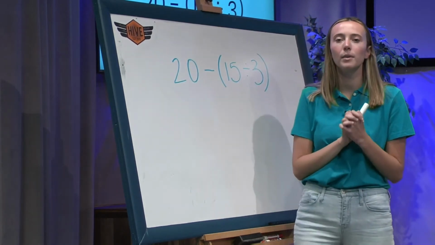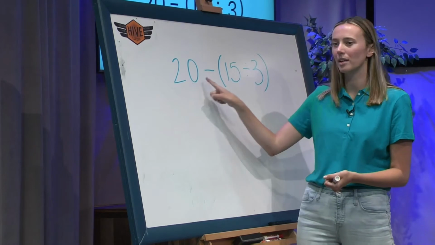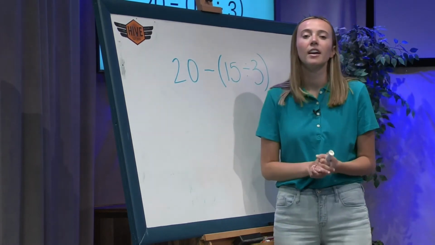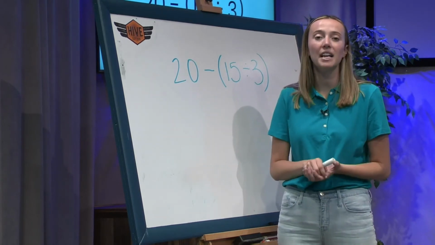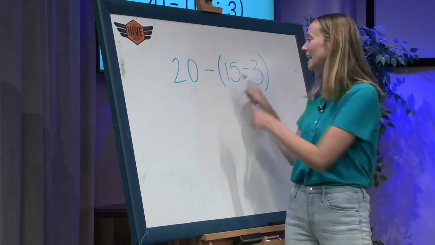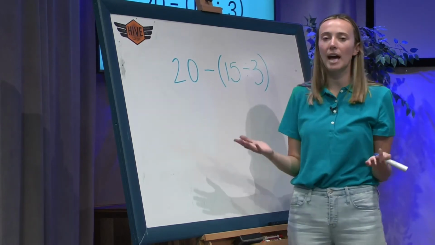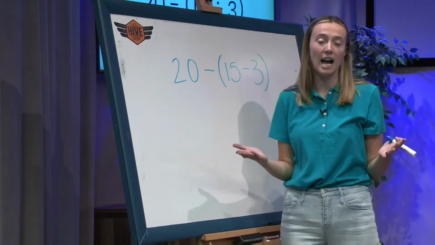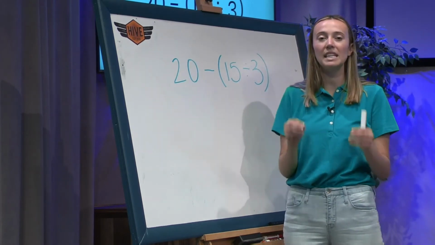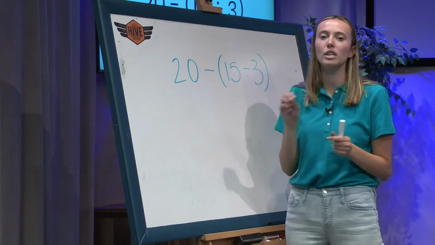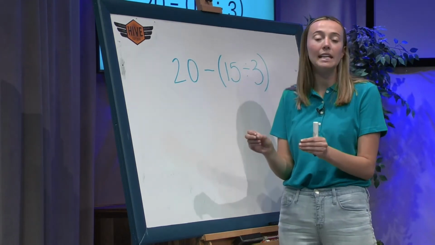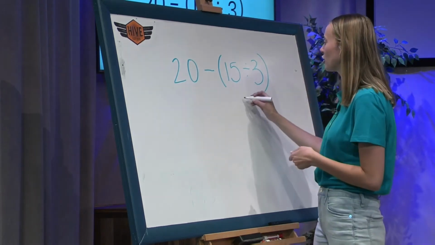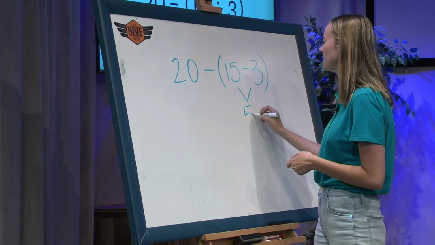Okay, what are we going to do first? Are we going to do 20 minus 15 or 15 divided by 3? Great, we're going to do 15 divided by 3 because it's in parentheses. So let's do that. What is 15 divided by 3? So remember, when we divide, we have 15 things, and we're putting it into 3 groups. How many will be in each group? Awesome, we'll have 5 in each group. So 15 divided by 3 is 5.